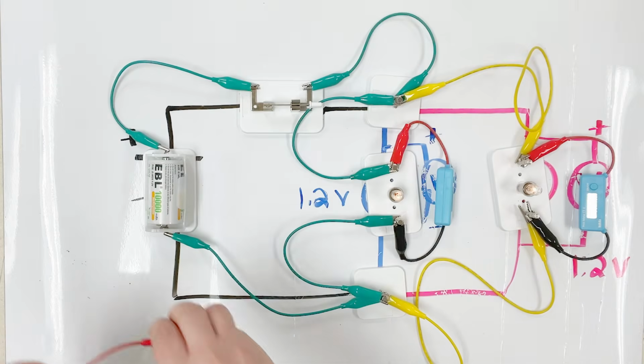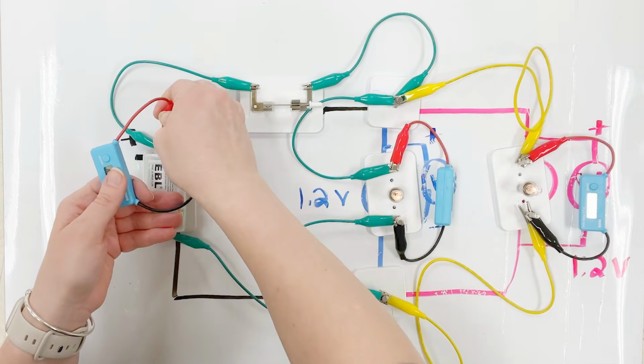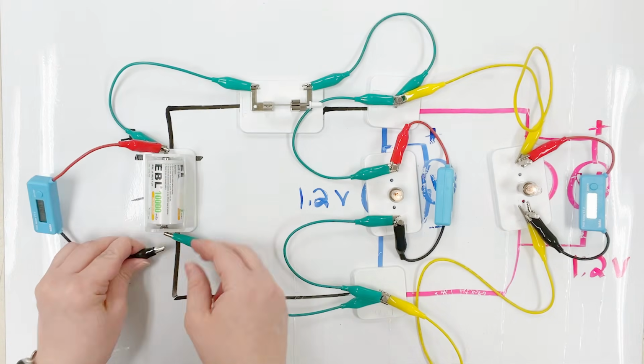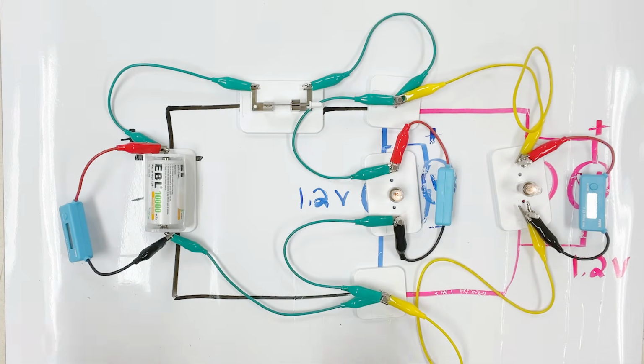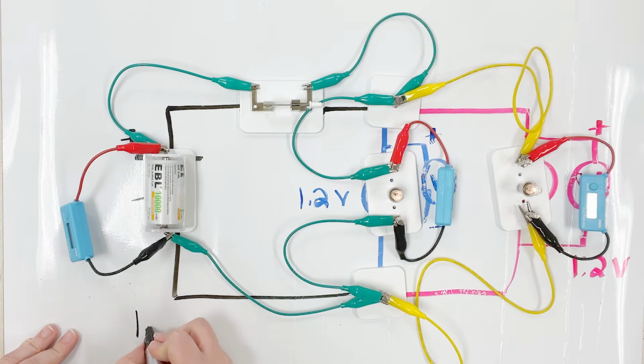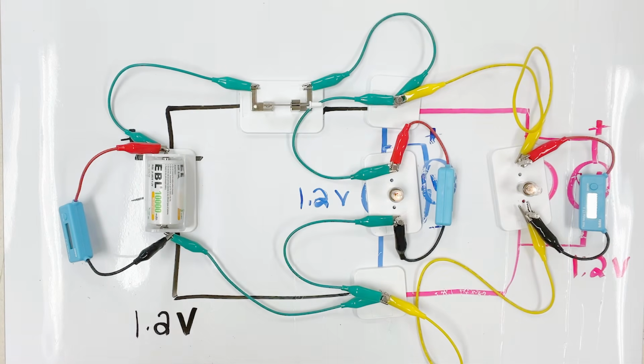Each bulb here reads 1.2 volts, and when the students measure the voltage across the battery, it also reads 1.2 volts. Writing these values onto the whiteboard mat really helps students immediately notice the contrast with the series circuit. Comparing voltage measurements in series and parallel circuits helps students build strong rules that they can apply when analyzing more complex circuits.